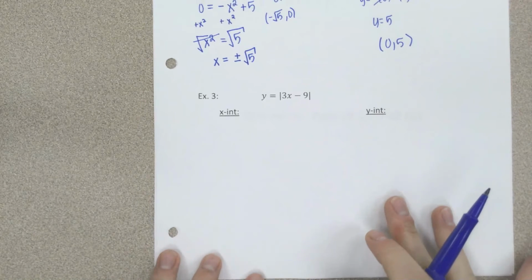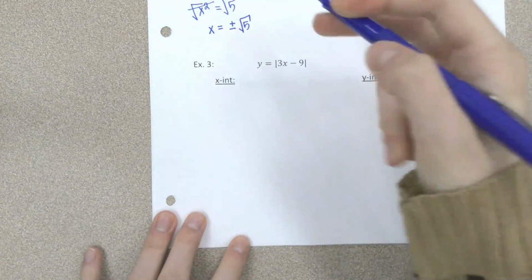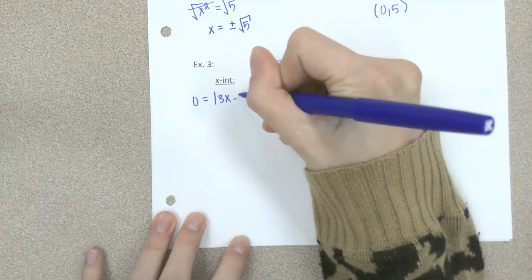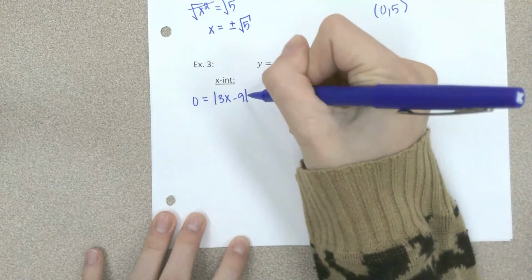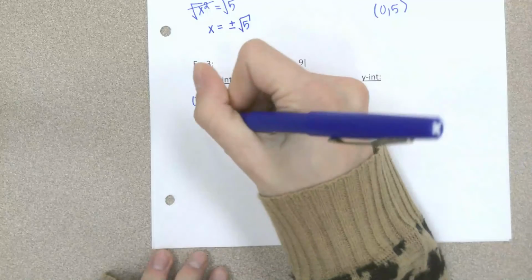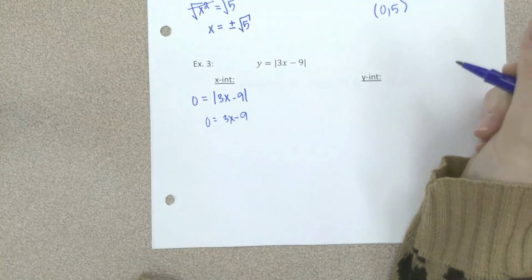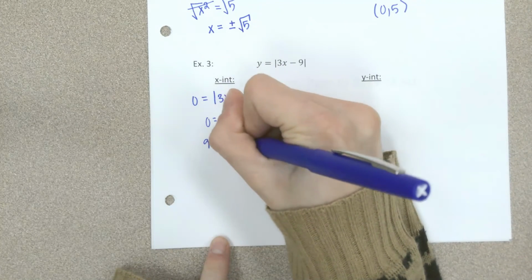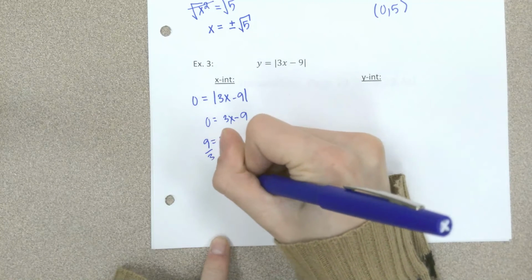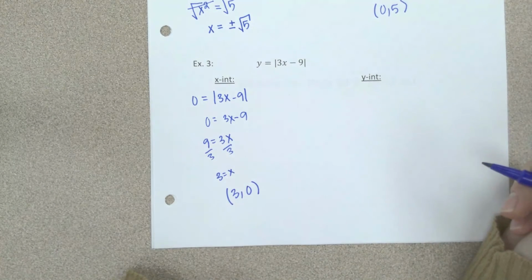All right, third example. When we want to solve for our x-intercept, we plug 0 in for y. We get absolute value of 3x minus 9. Okay, absolute value equal to a number. Usually we would set it equal to plus and minus that number, but since this is just 0, we can get rid of that absolute value. Add 9 over and divide by 3. So we get 3 equals x. Our ordered pair would be (3, 0).